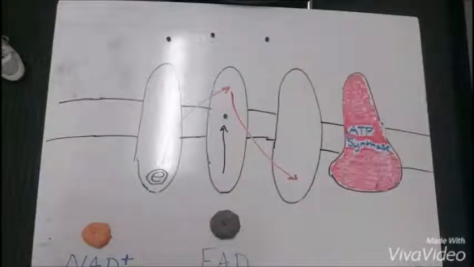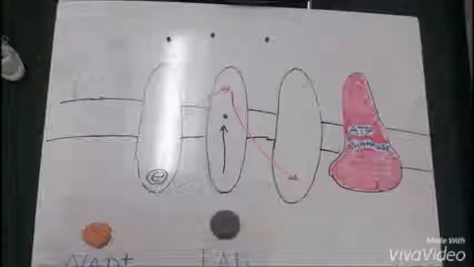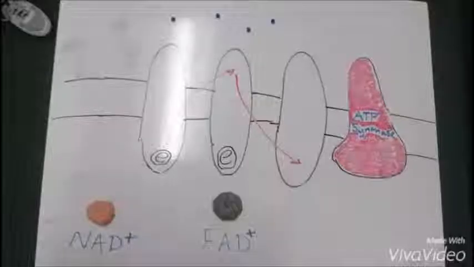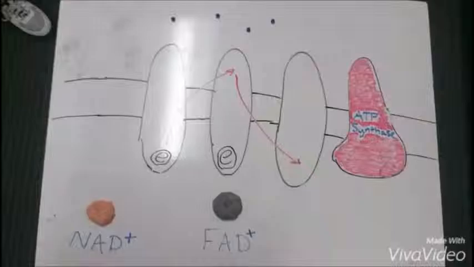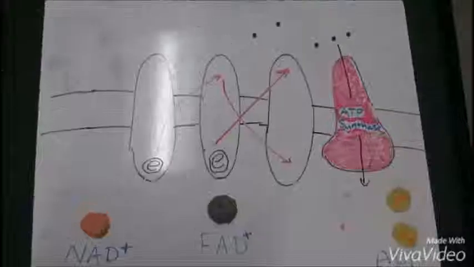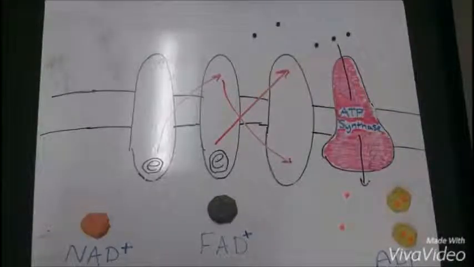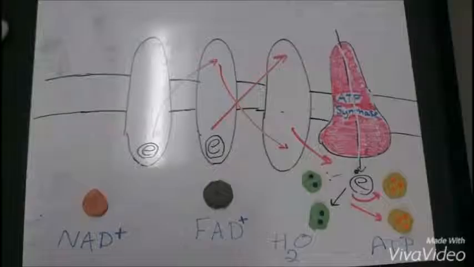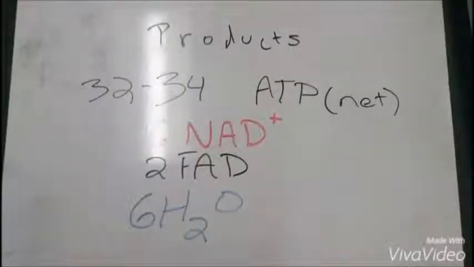And then we've created that high concentration gradient, and that hydrogen will come back down through the ATP synthase, and those electrons will help it bond to make water, or H2O. And phosphates will be bound to ADP to create ATP, and we create 32 to 34 net ATP, 6 NAD+, 2 FAD, and 6 H2O.